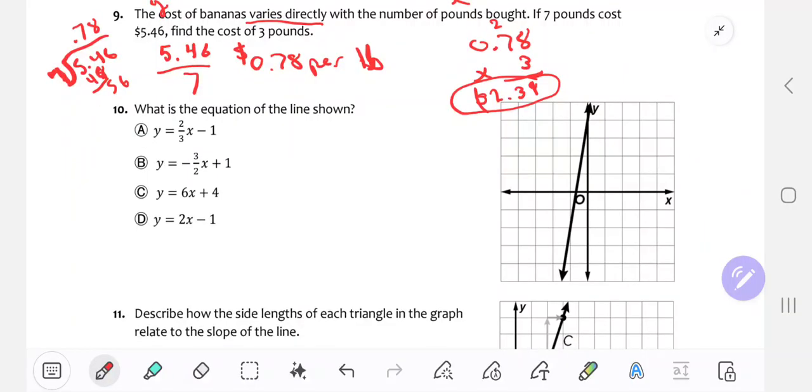Okay, equation of this line. Ooh, it's tricky. What is our y-intercept? Well, we're looking along this y-axis here, and we see the line crosses right there at 1, 2, 3, 4. That's 0, 4. So that's our y-intercept.